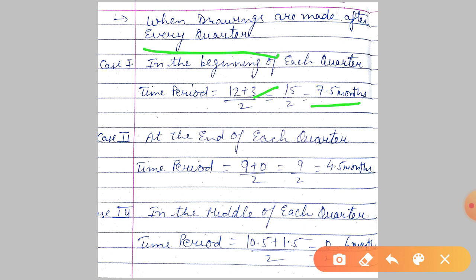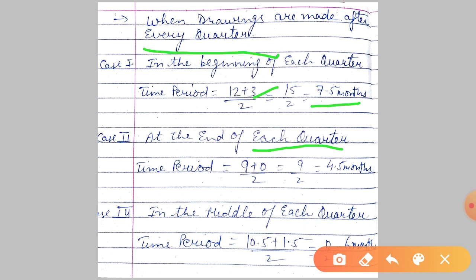Same way, at the end of each quarter, the time period remaining after first drawing is 9 months, that means we are drawing on 30th June, then 30th September, then 31st December, and then 31st March, in that pattern. So time remaining after first drawing plus time remaining after last drawing, divided by 2.